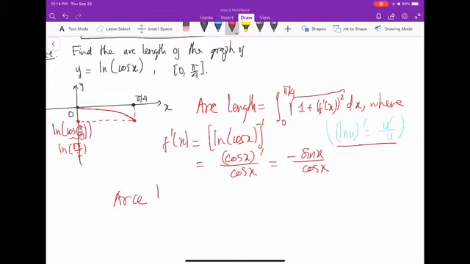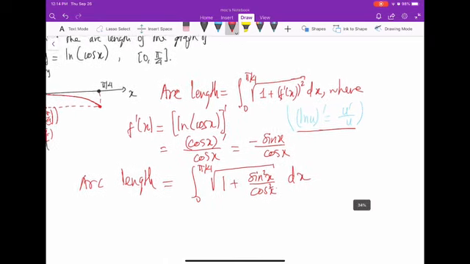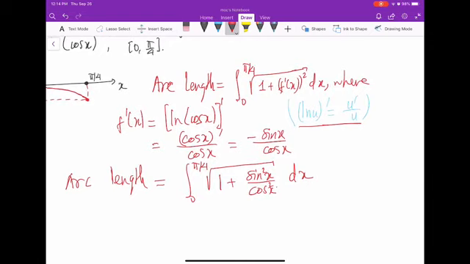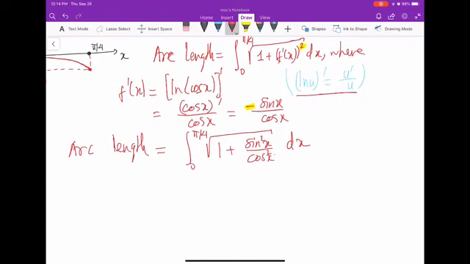So the arc length is equal to integral from 0 to pi over 4 square root of 1 plus sine square of x over cosine square of x dx. The derivative has negative in here, right? But when you apply square, the square of negative is just plus. So that's why I don't write negative in here. Okay. What is sine square over cosine square? That is just tangent square, right?